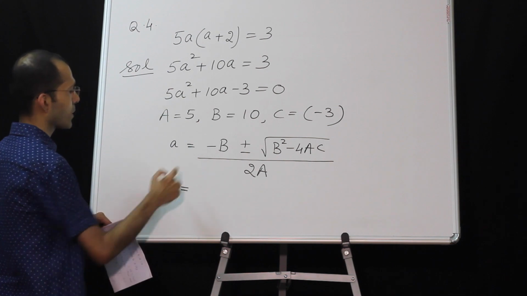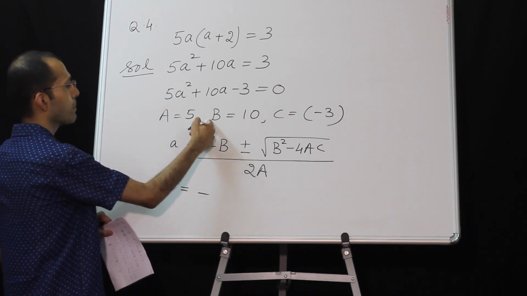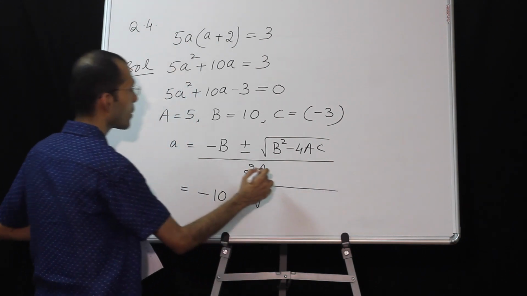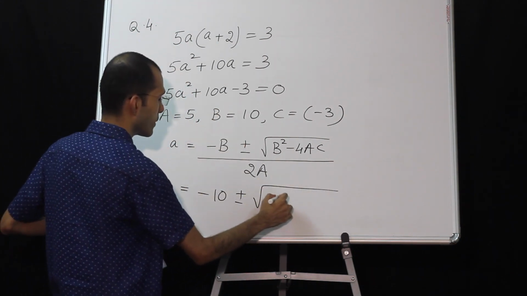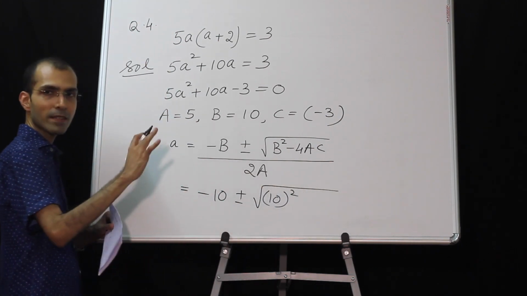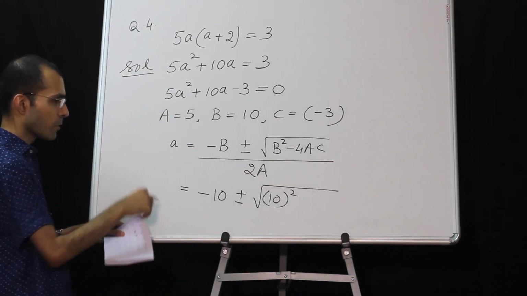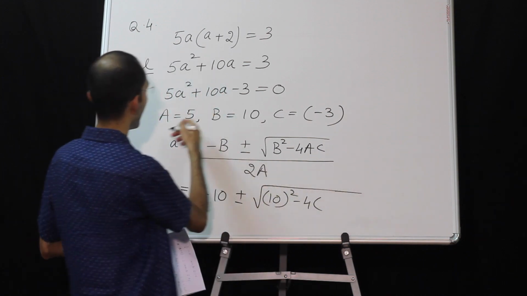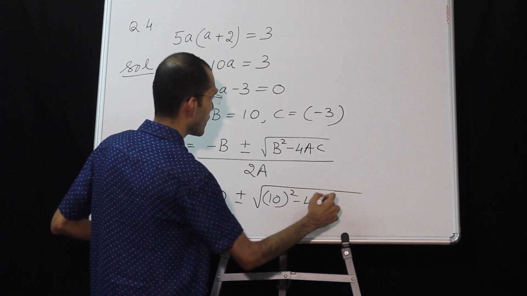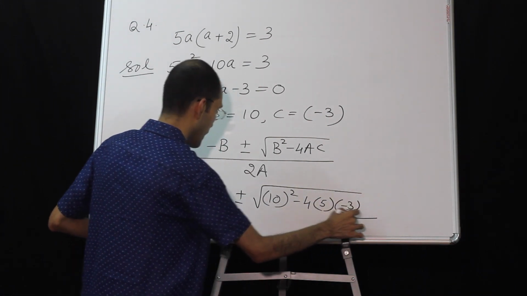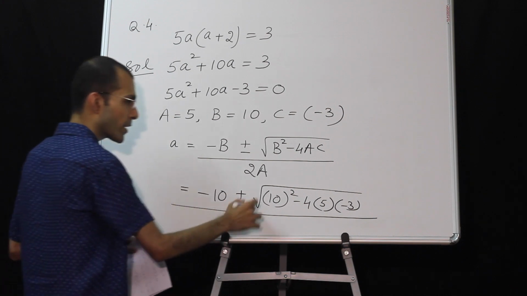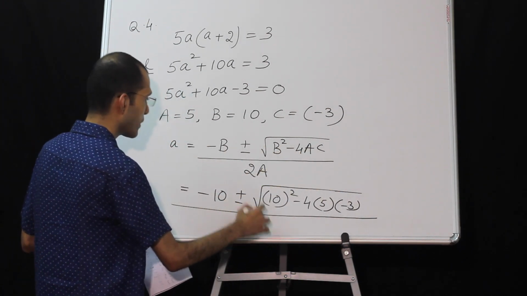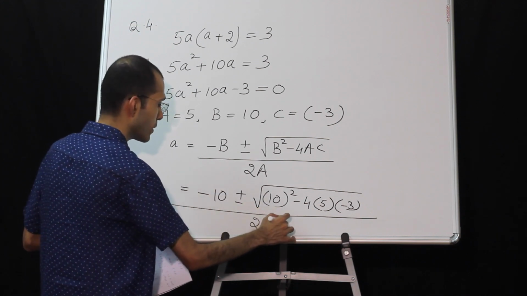Consciously take care of these two things. Now let us substitute. Minus will come here. B is 10 plus or minus root of b square. Use brackets. It looks neater and easier to work on. Minus 4 AC. A was 5. C was minus 3. The whole thing, square root sign properly stretched, upon sign properly stretched, upon 2a, 2 into 5.